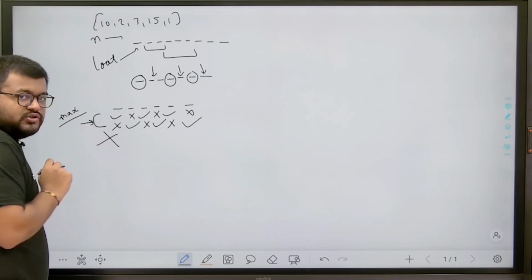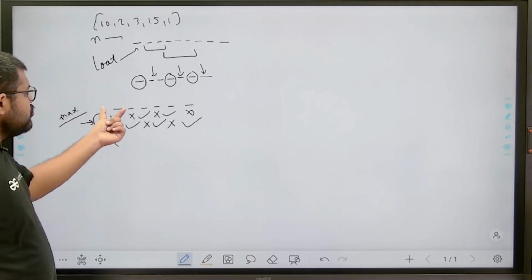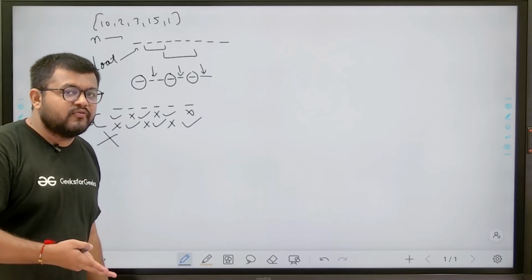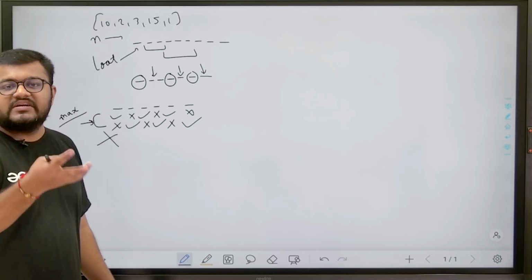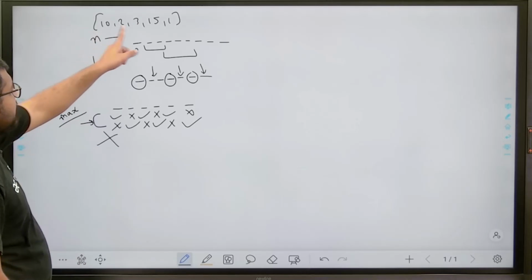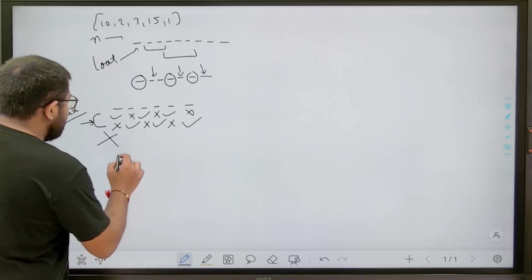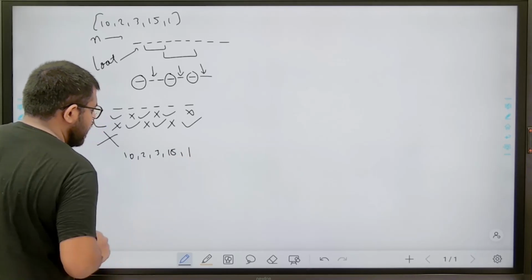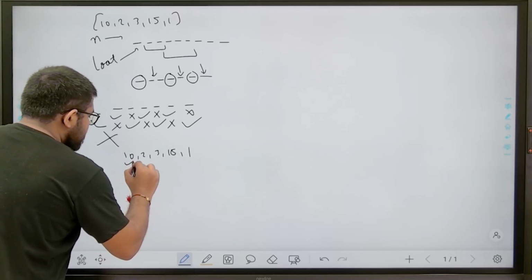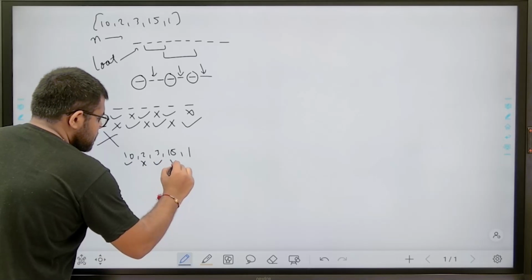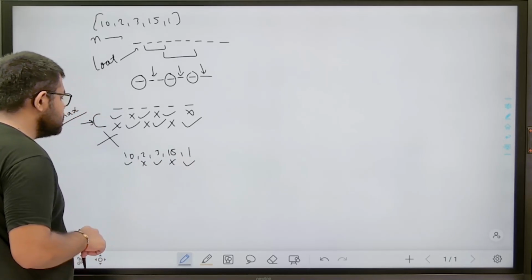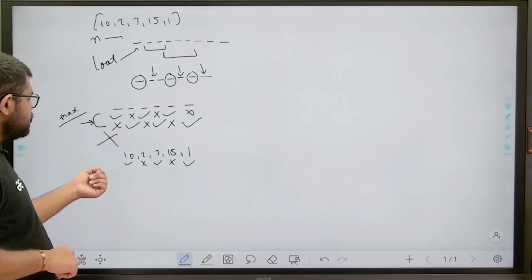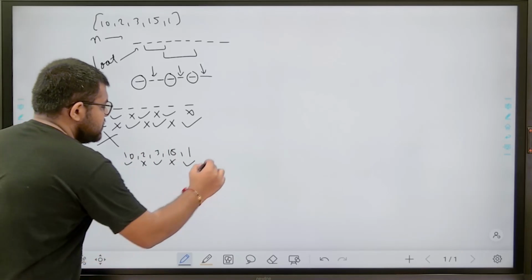But this approach is wrong. Here you will definitely be able to loot the maximum number of houses, but it does not guarantee the maximum amount of money. If we look at this example, here we have 10, 2, 3, 15, and 1. Now consider 10, do not consider 2, do not consider 3, and consider 1. What would be the total amount of money you will get? 10 plus 3 is 13, plus 1 is 14.